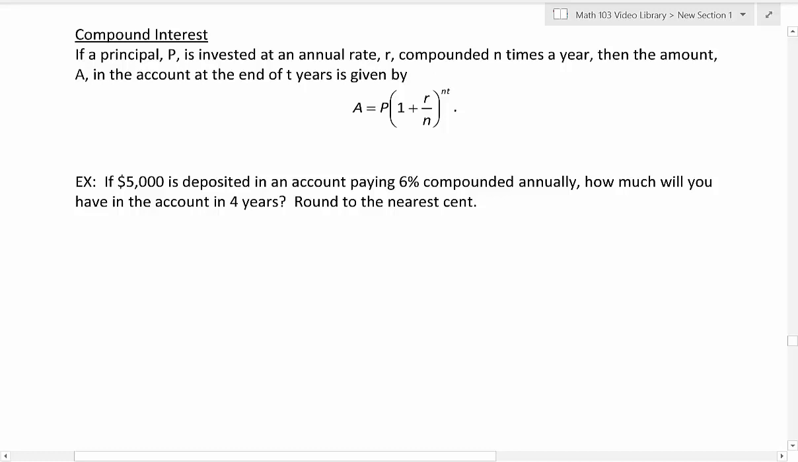So if $5,000 is deposited in an account paying 6% compounded annually, how much will you have in the account in 4 years? We'll round our answer to the nearest cent. Well, the first thing they gave us is $5,000. This is the amount deposited, so this is our principal. The next piece of information they gave us is that the account would be paying 6% interest. That gives us our R. Be sure to write it as a decimal.